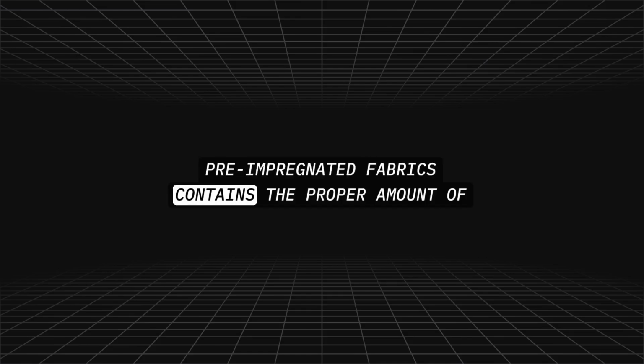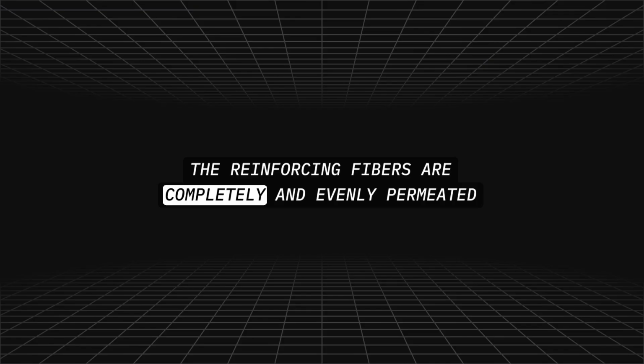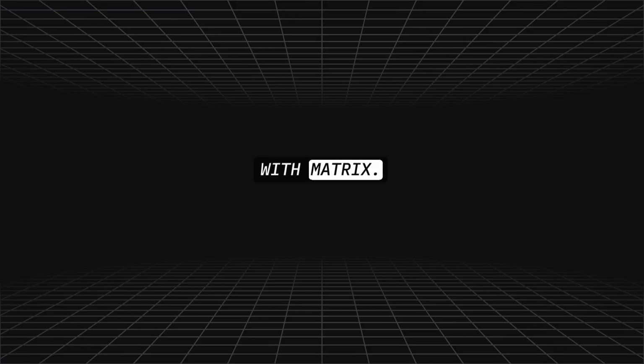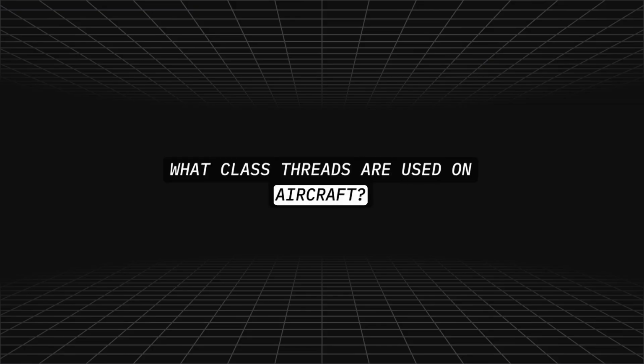Pre-impregnated fabrics contain the proper amount of matrix. The reinforcing fibers are completely and evenly permeated with matrix. The matrix has the correct proportions of resin and hardener. What class threads are used on aircraft? Class 3 threads.